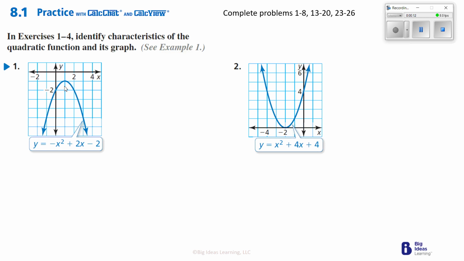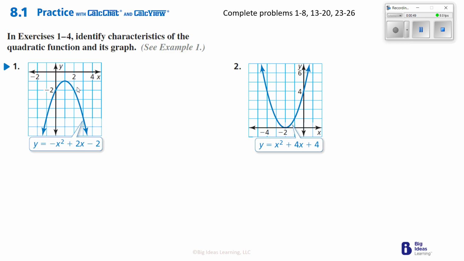So if I'm identifying this, I know that my vertex is going to be at (1, -1), because the vertex is where my arch turns. I know that it crosses the y-axis at -2. It has no crossing at the x-axis at all. According to this, y will always be negative no matter what. So no matter what x is, y will always be negative.